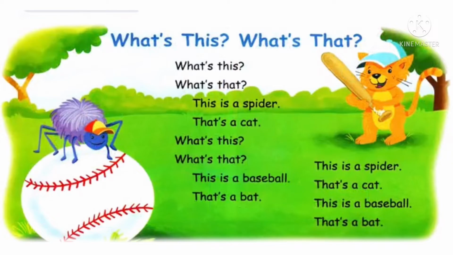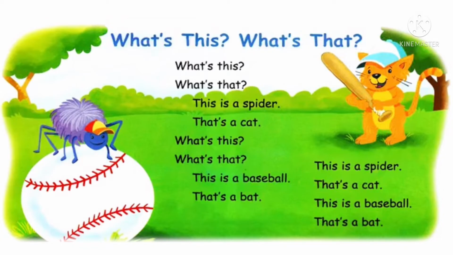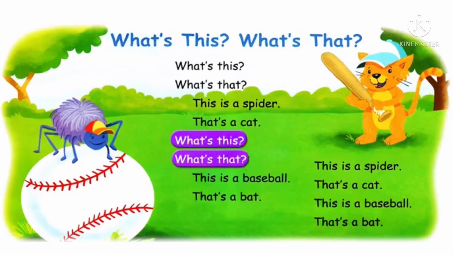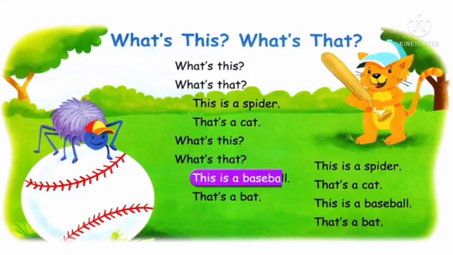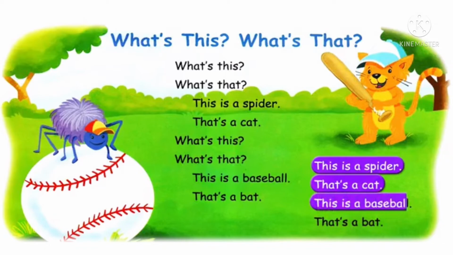Listen, point, and chant. What's this? What's that? What's this? What's that? This is a spider. That's a cat. What's this? What's that? This is a baseball. That's a bat. This is a spider. That's a cat. This is a baseball. That's a bat.